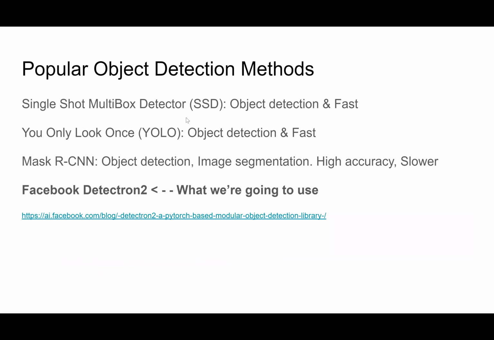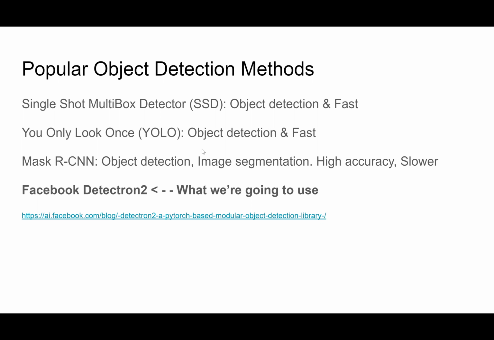So, popular object detection methods. Here are the popular ones I was talking about. They all work a little bit differently. The Single Shot MultiBox Detector, abbreviated SSD, does object detection and tends to be very fast. A lot of times you'll see this deployed on less powerful hardware. If you were training a model and wanted to run it on a Raspberry Pi, you might end up using something like Single Shot MultiBox Detection.